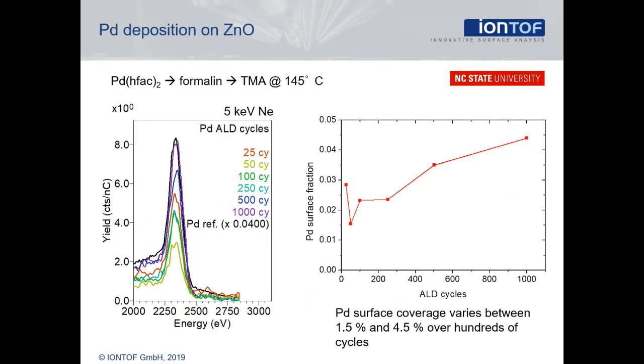In order to quantify the palladium coverage, increasing with the number of deposition cycles, 5 keV neon scattering was applied. This reduces the background and improves sensitivity and mass resolution for heavier elements. By comparison to a palladium reference, the palladium surface fraction can be quantified for each sample and plotted as a function of the number of cycles. It reaches a maximum of 4.5% as the palladium growth is in competition with a much more efficient aluminum oxide growth.